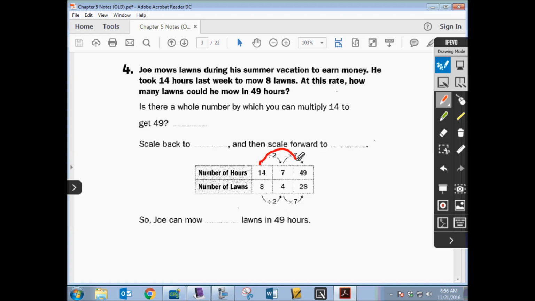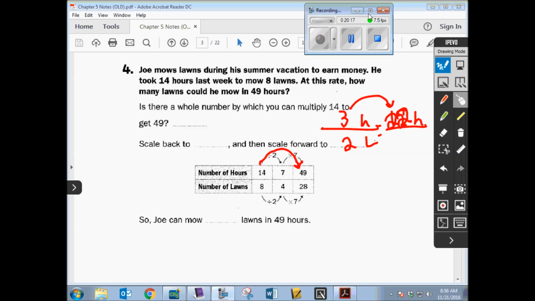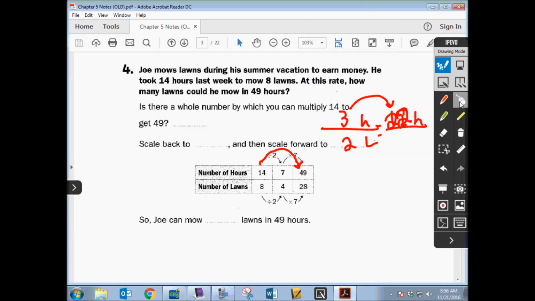Because there's no way to go from 14 to 49. It's not like one that's like this, where you say, oh, three hours to mow 2 lawns, and then I told you, what if I work for 12 hours? That one, can you go straight from 3 to 12? Yeah. So that's why. But if this number was 8, or let's say 22, then you can't do that. You can't go straight from 3 to 22. All right, so let's go on to the next page.